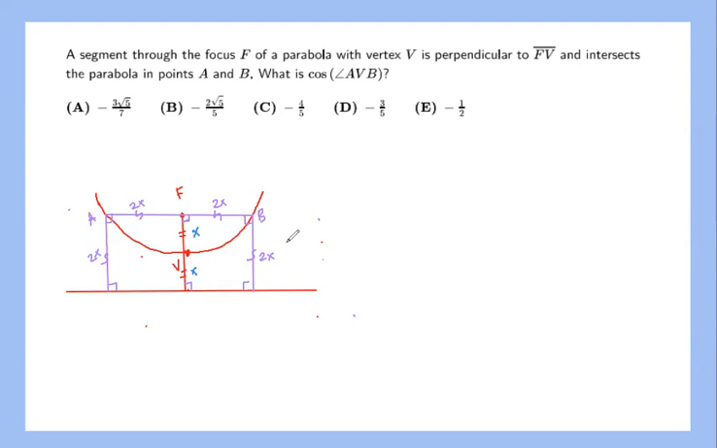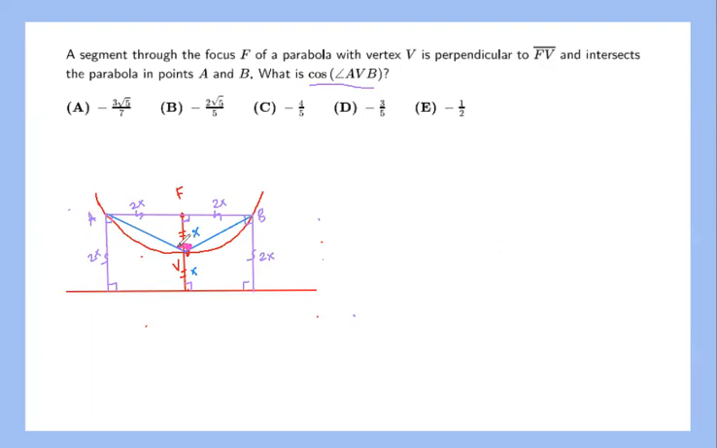So now we are looking for the cosine of AVB. Maybe we should draw that segment to see what's going on. If I draw a line from this point to this vertex, and then another one, we can see what we can do from there. So we are looking for the cosine value of this angle.